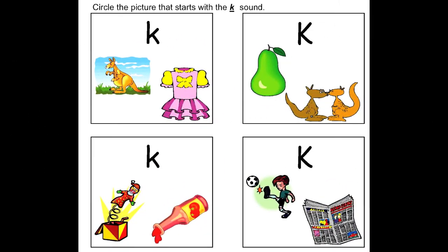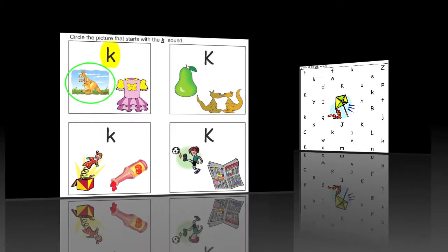In this exercise, the child will learn to identify the letter name and sound a word begins with. Ask the child, what letter is this? Correct. This is the letter K. K, k, K. Which picture starts with the letter K? The K, kangaroo, or the D, dress? Kangaroo starts with the letter K. Good.